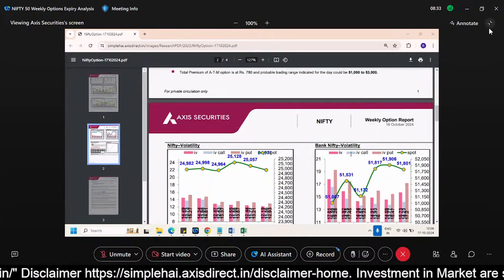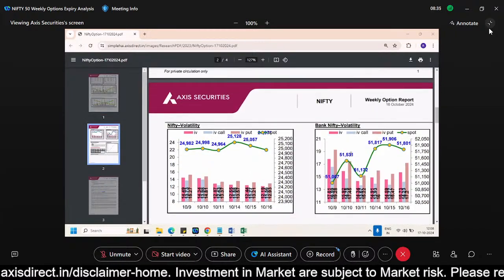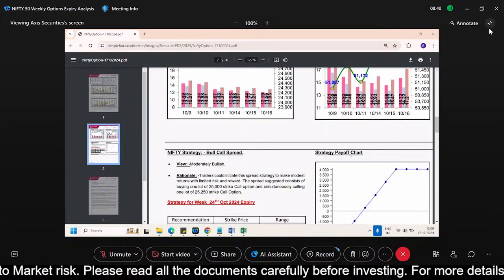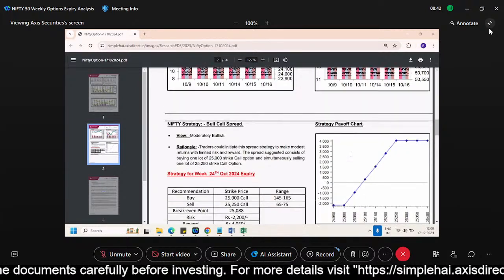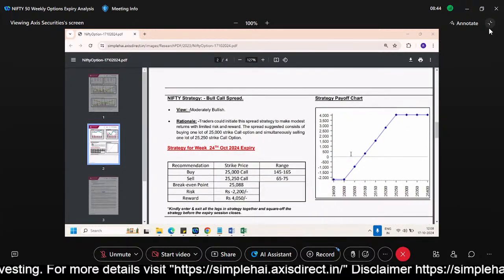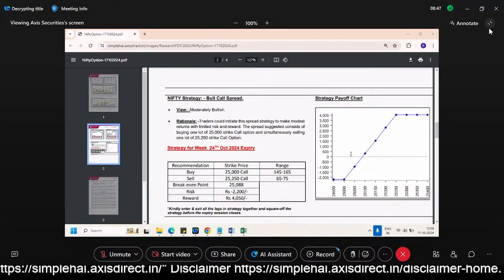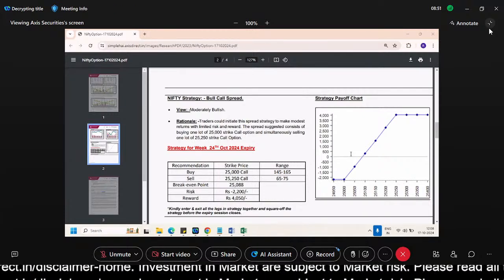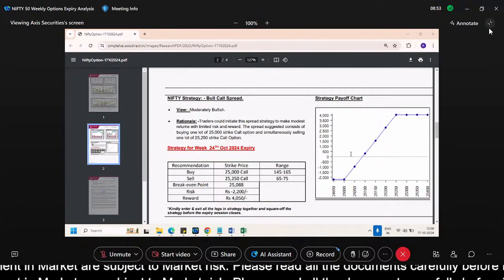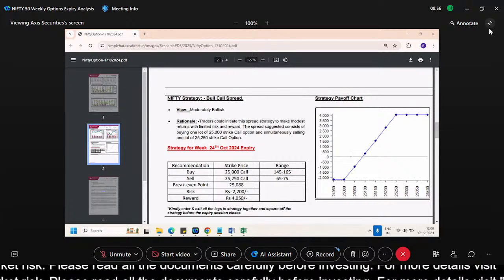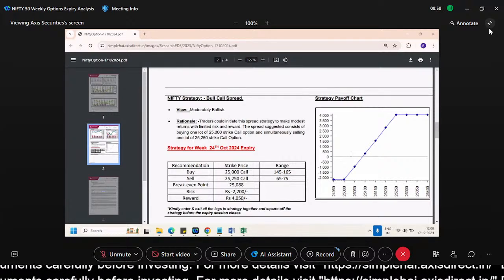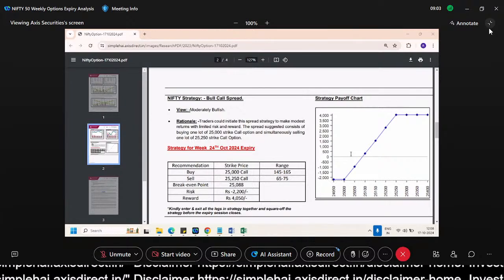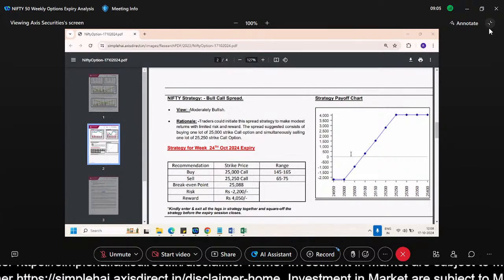Now, this is the Nifty and Bank Nifty volatility report, and the strategy for the upcoming week, for the 24th October expiry, is the bull call spread strategy. We are recommending it here: buy the Nifty 50 25,000 call in the range of 145 to 165 and sell the 25,250 call at 65.75. The break even is 25,000, the risk is minus 2,200, and the reward is 4,050.